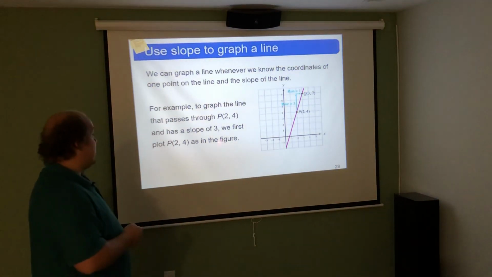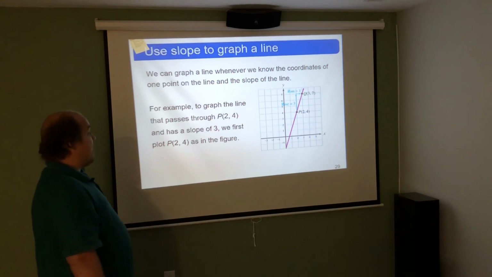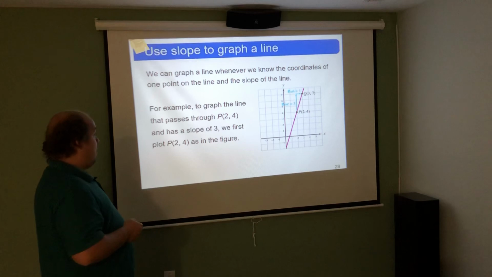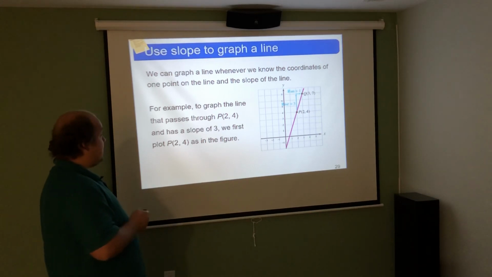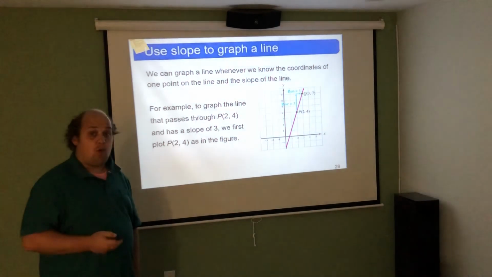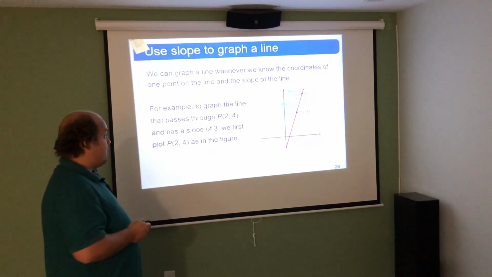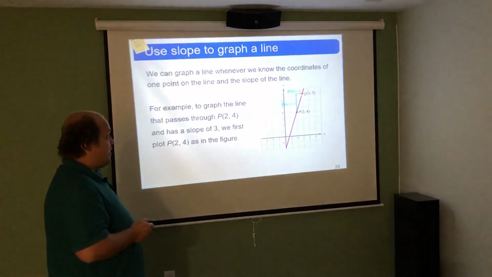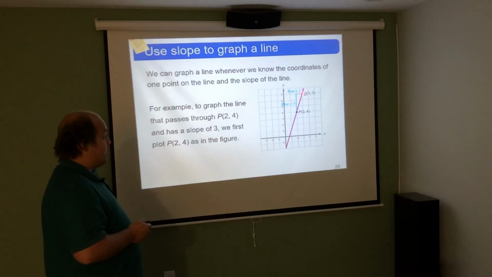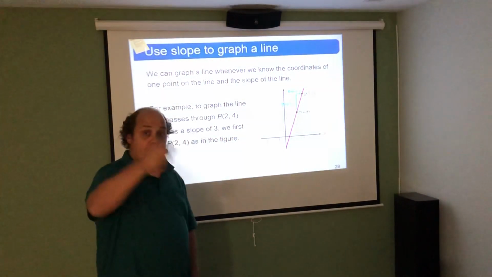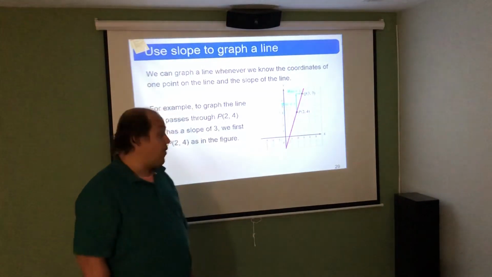From there, we need to use the slope and convert it to rise over run. We know that 3 really means 3 over 1. So if I'm trying to use rise over run, 3 over 1, I want to start at the point that I plotted, rise 1, 2, 3, run 1. That'll get me to the next point, which I can put on my line. Once I have 2 points, I draw the line through them, and then I have the graph of the line.